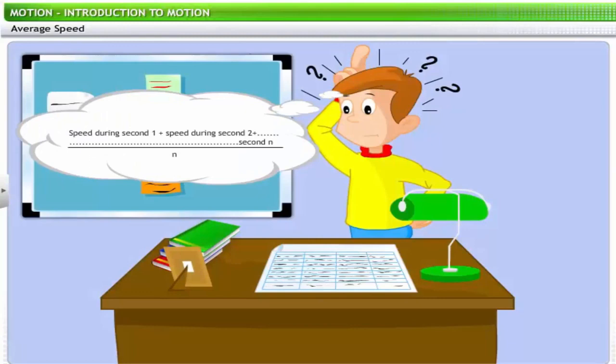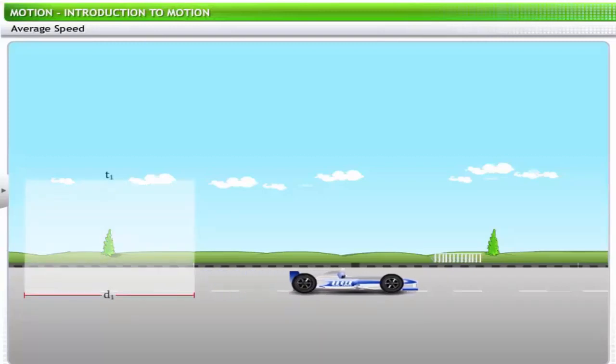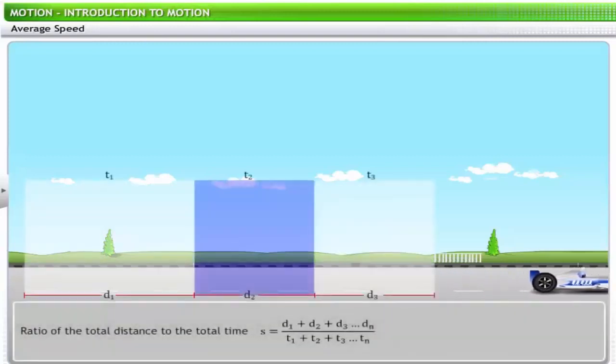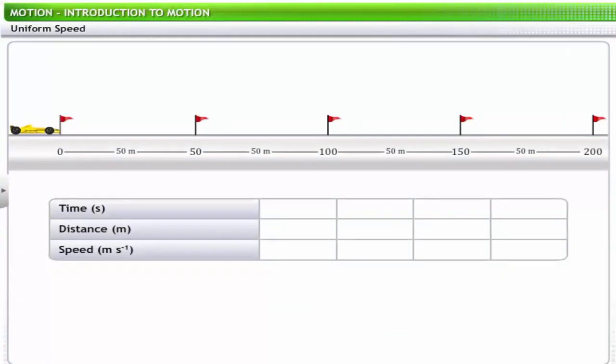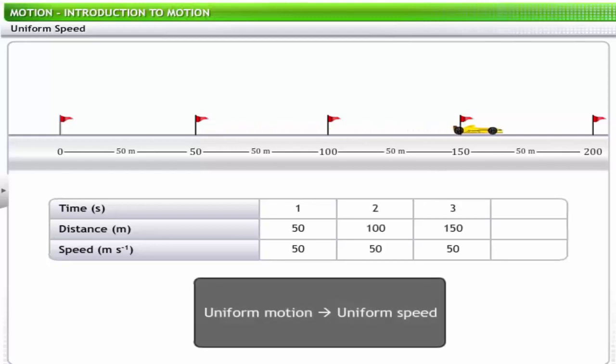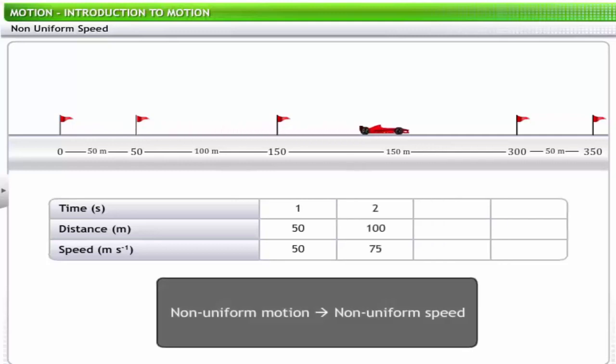However, gathering so much data can be tedious, and certainly impossible in the case of large distances. Therefore, we typically use a quantity called average speed in our calculations. The average speed of an object is the ratio of the total distance covered by the object to the total time taken by it for covering that distance. Like motion, speed can be uniform or non-uniform. Thus, an object in uniform motion has uniform speed, and an object in non-uniform motion has non-uniform speed.